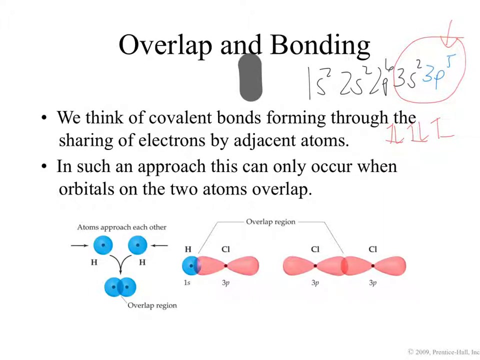You can see over here, this is showing a Cl2 bond. For Cl2, this would be HCl. This is a picture of H2. Here you have 2p orbitals overlapping.